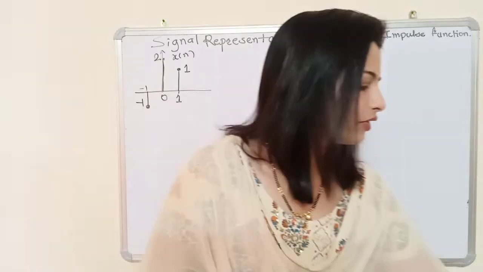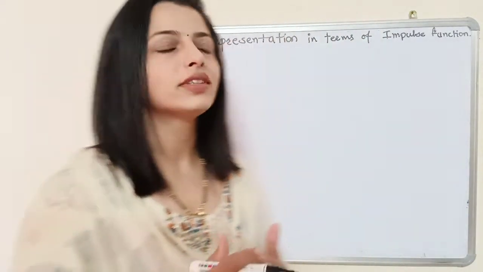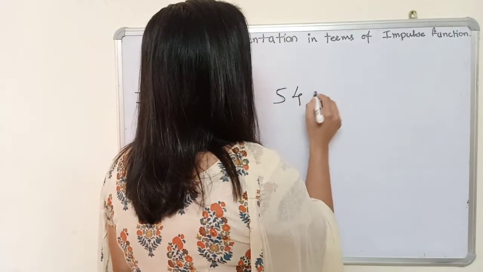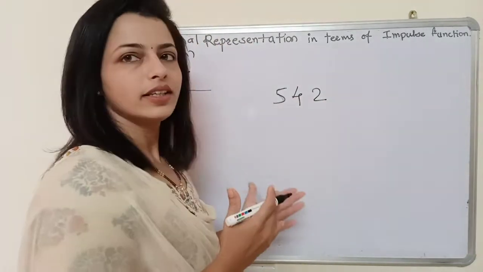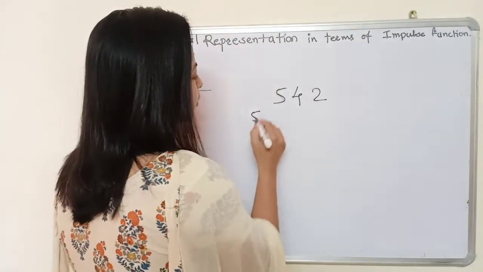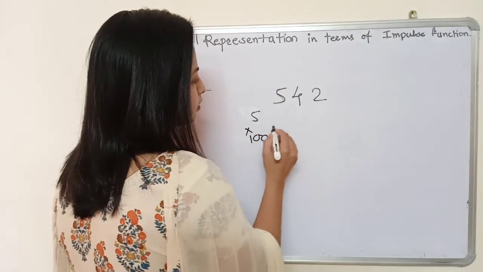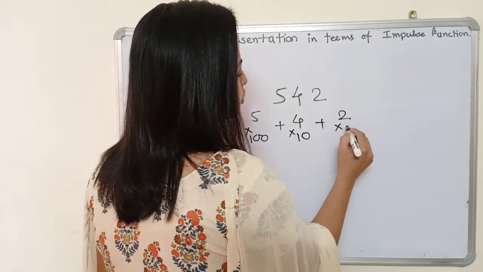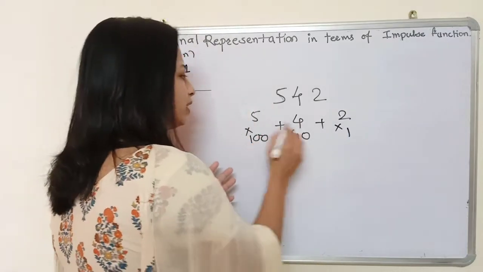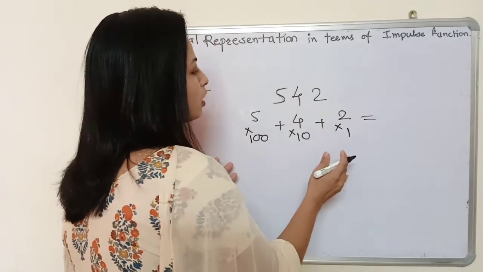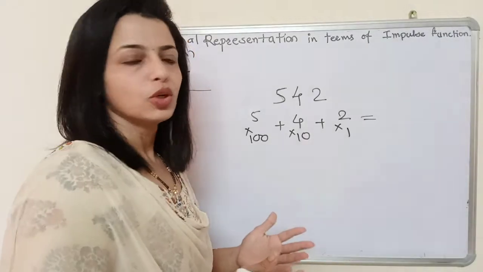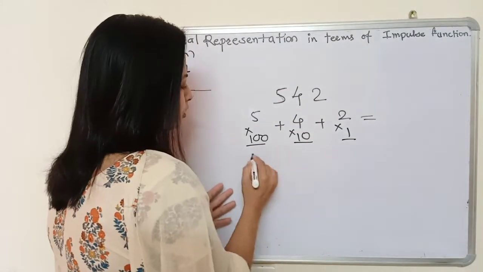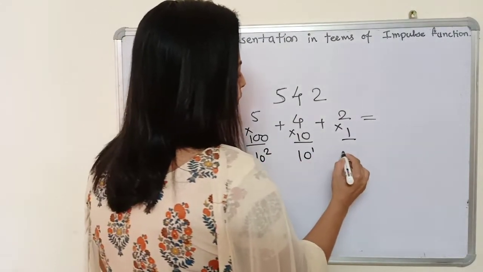Okay. So we'll start from a simple number system: how we write a number. Suppose we take the number 542. How do we write that number? We split it as 5 into 100 plus 4 into 10 plus 2 into 1, and make a total, and this is 542. So we are representing 542 in terms of this. This is nothing but 10 raised to 2, 10 raised to 1, 10 raised to 0.